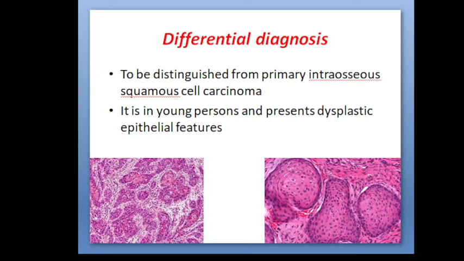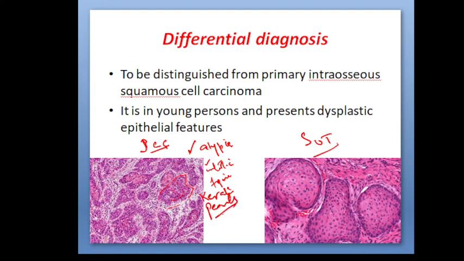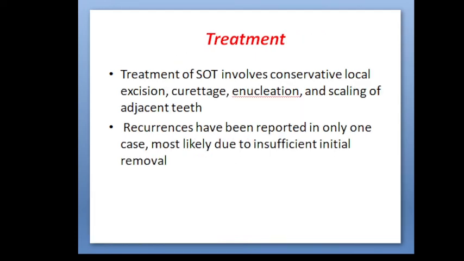The second important differential diagnosis is squamous cell carcinoma. Squamous cell carcinoma has again epithelial islands, but these epithelial islands have nuclear atypia. A lot of mitotic figures are seen. There are keratin pearls here. And they are infiltrative. So, histopathologically, we can distinguish these tumors. The treatment of squamous odontogenic tumors involves conservative local excision, curettage, enucleation, and scaling of adjacent teeth. The recurrences are very rare and prognosis is good.